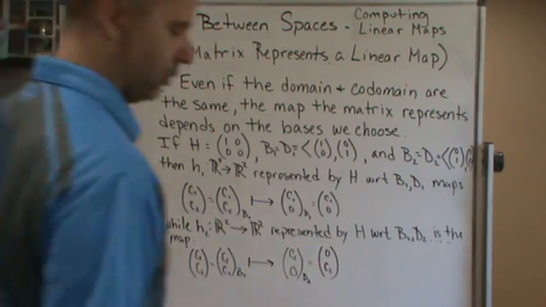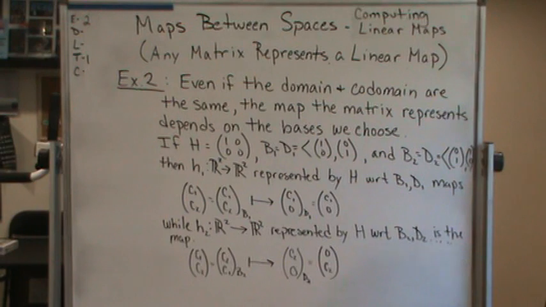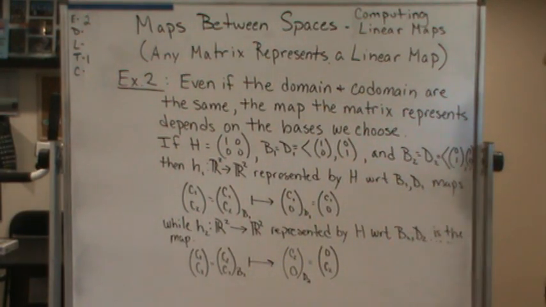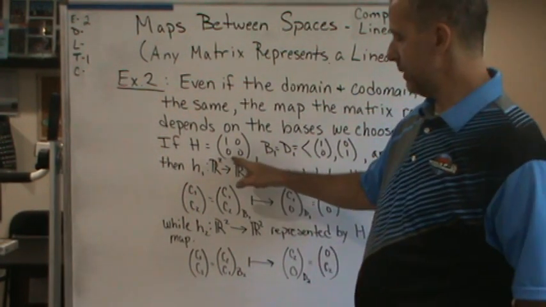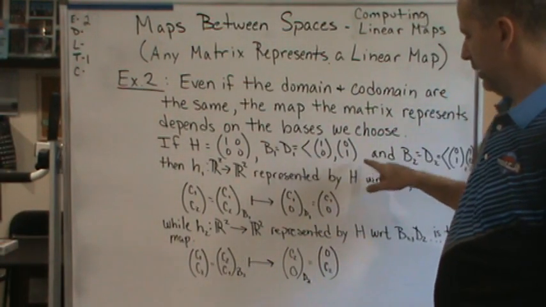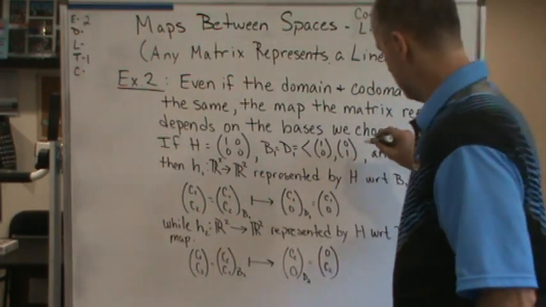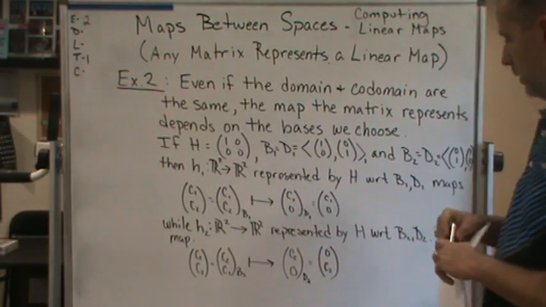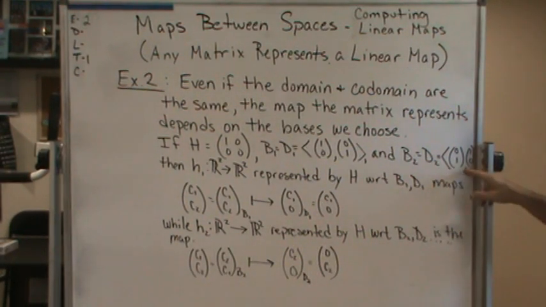Okay, let's look at example 2 here. Here it says even if the domain and codomain are the same, the map the matrix represents depends on the bases we choose. So if H is this matrix here and we choose B1 equal to D1 is this set of vectors, and then B2 is equal to D2, and we have this set of vectors, except we switched the order. Remember, order matters with bases.